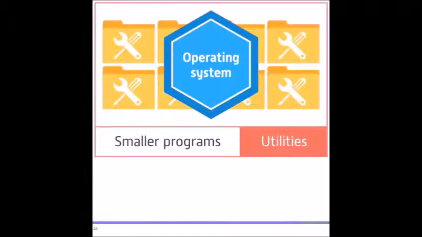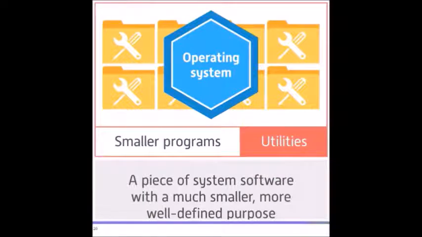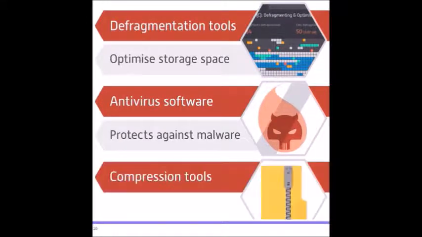Alongside the operating system, there are smaller programs called utilities. A utility is another piece of system software, but with a much smaller, more well-defined purpose. Common utilities include defragmentation tools, which optimize storage space, antivirus software, which protects against malware, and compression tools, which can reduce a file size for storage or transmission.